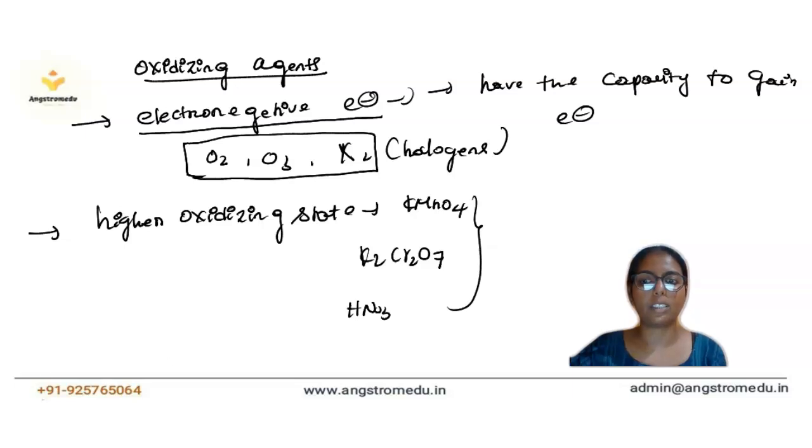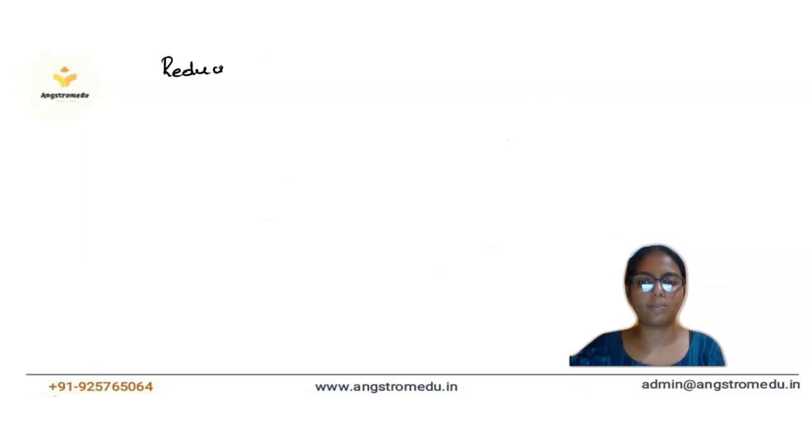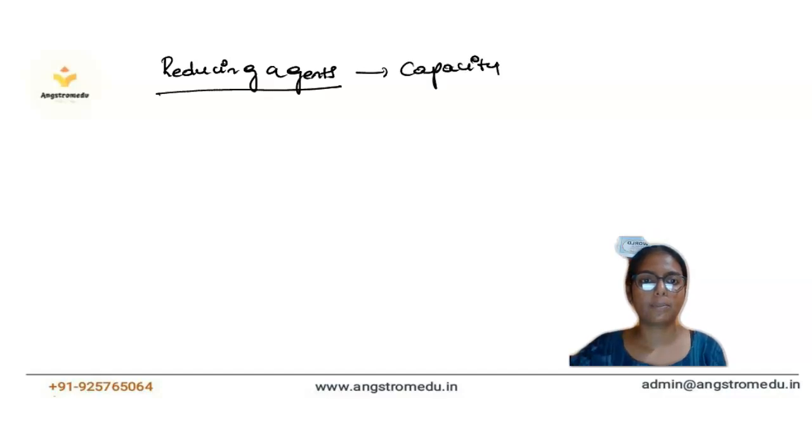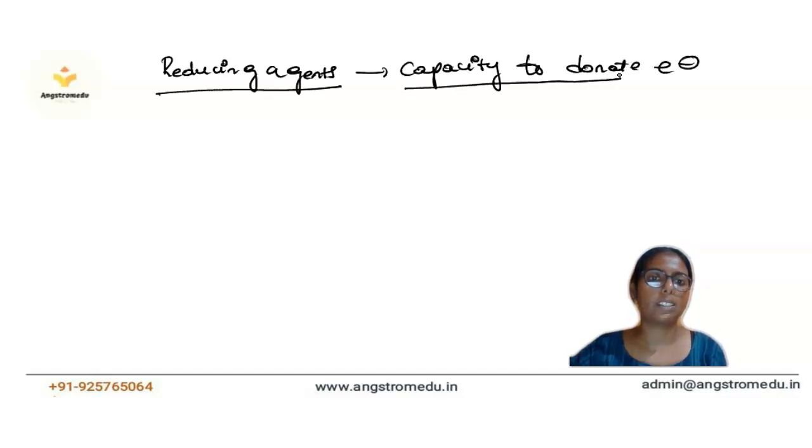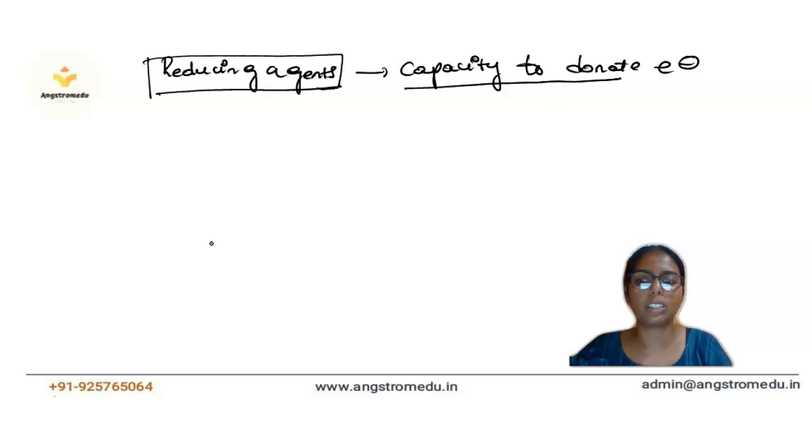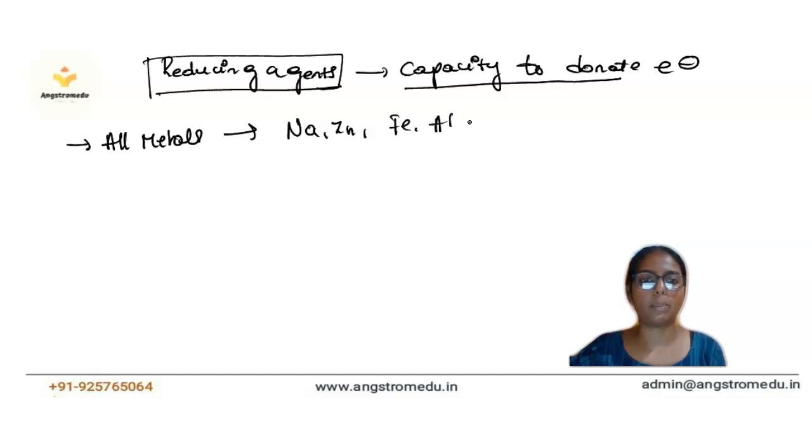And if you look at the reducing agents, reducing agents are the species which have the capacity to donate electrons. Let's look at some examples. All metals act as reducing agents, for example sodium, zinc, iron, aluminium, etc. So all metals are examples of reducing agents.